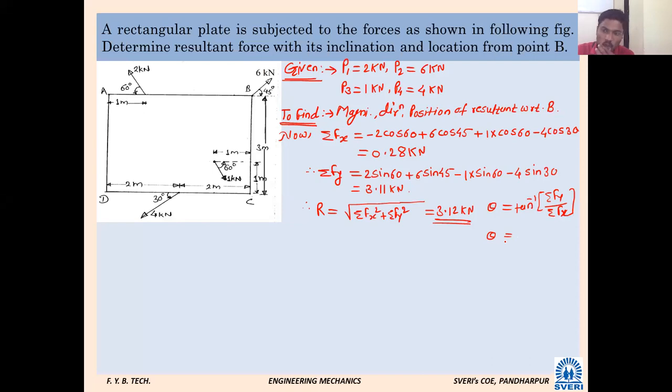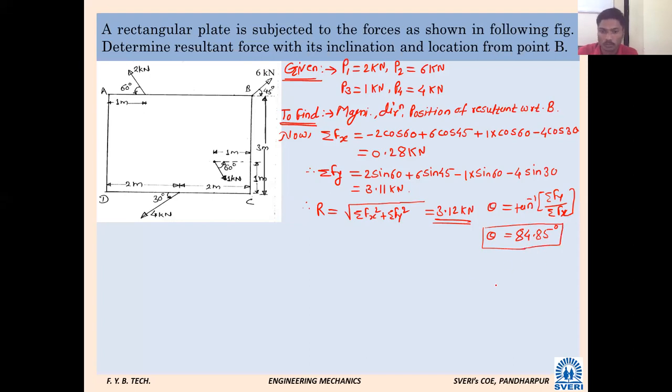Just check. Others also calculate this. 84.55. 84.88. Others again? 84.85. 84.85. 84.85. I will consider this.